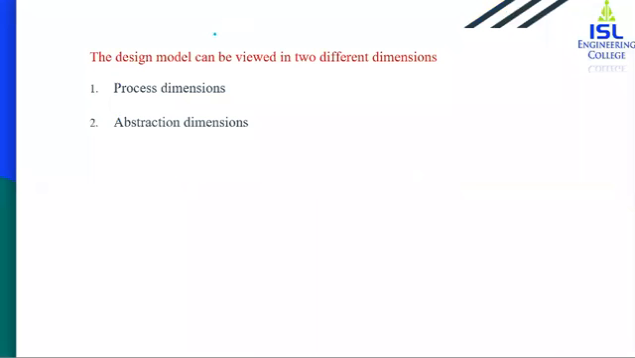Now, this design model can be viewed in two different dimensions. Those two dimensions are the process dimension and the abstraction dimension. What are this process dimension and abstraction dimension?